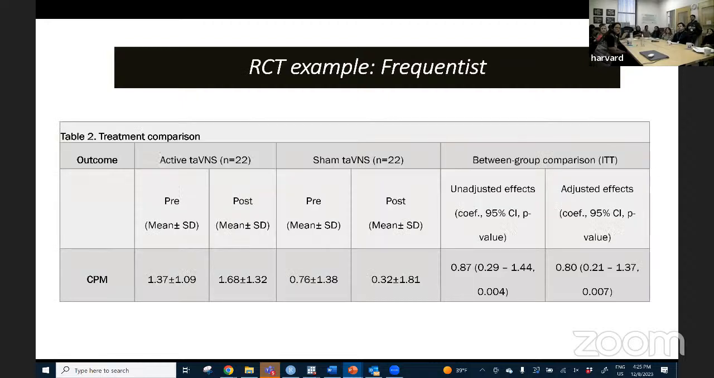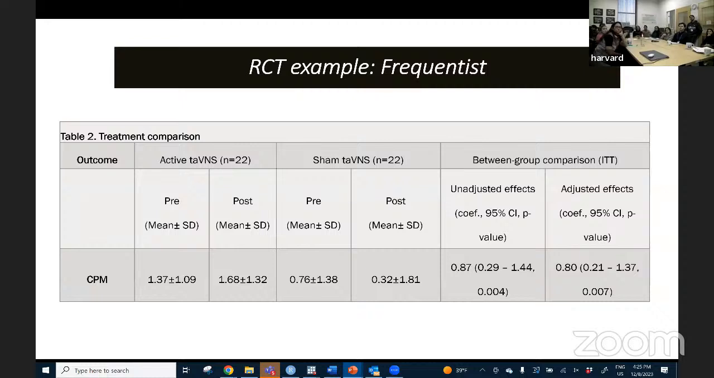Great. So this is an example that probably you know. It's our trial comparing PNS, transauricular vagus nerve stimulation, versus sham in healthy subjects. And we have 22 active versus 22 sham. So this is the frequentist analysis, right? We basically have the mean and the standard deviation pre in the active group, the post in the active group, same thing in the sham.